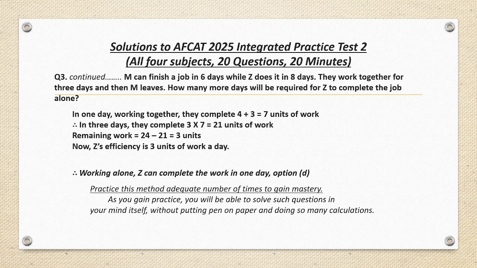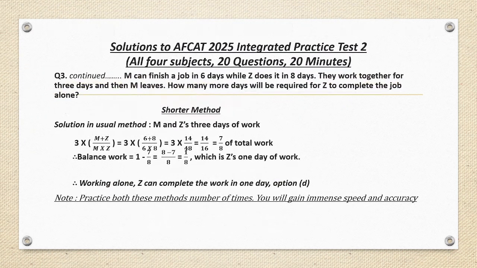So practice this method also well. You can gain mastery. And let us check with our traditional method, which is a shorter method, right? So M and Z's 3 days of work. What we are doing, instead of finding the total number of days they require and then reversing that fraction, we are speeding up the process. M and Z's 3 days of work is 3 into (M plus Z) by (M into Z). So that will give 7 by 8 of total work.